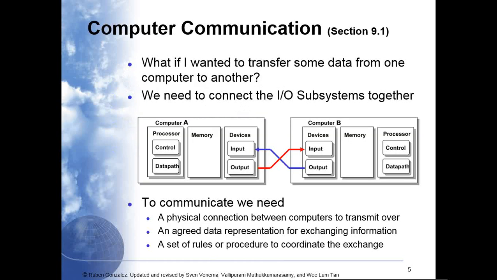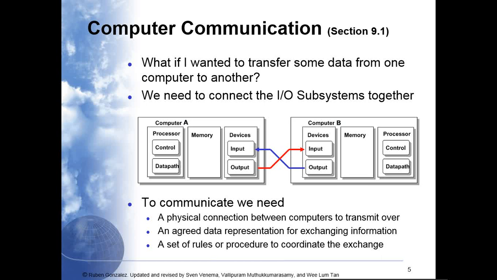So the basic idea is if we want to transfer some data from one computer to another computer, we have to somehow connect those two computers together. There are many different ways to do that, and you probably have used some of those when you're using a phone or when you're using a cable, plugged into a PC, plugged into a wall somewhere. But the idea is that we need to connect their input and output subsystems together.